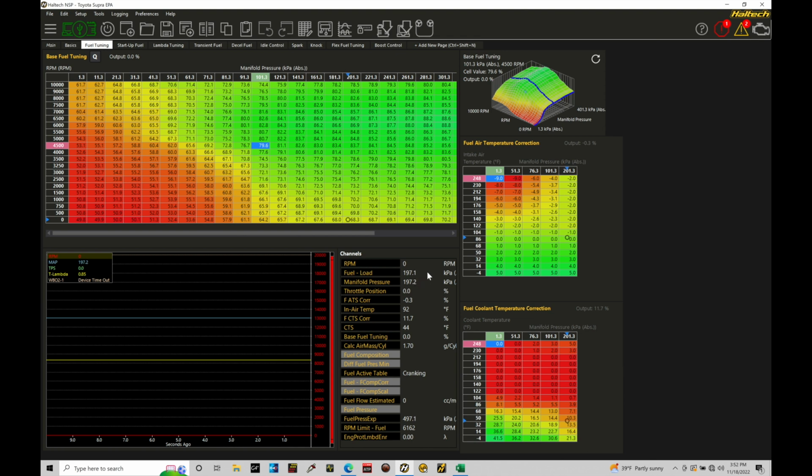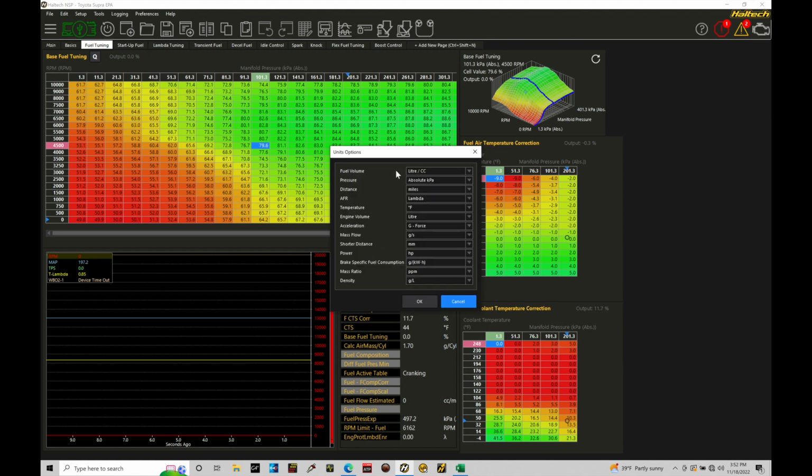You can also convert this if you're not used to working in units of kPa. You can also go here to preferences into units, and you can jump up here into the unit scale under pressure, and we can change that from something like absolute kPa if you're used to.